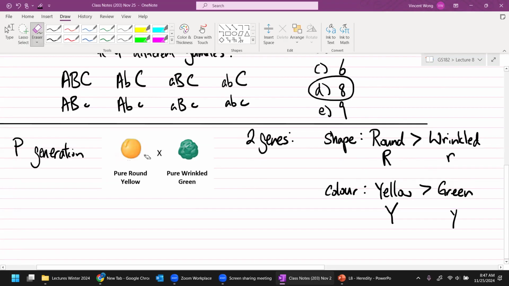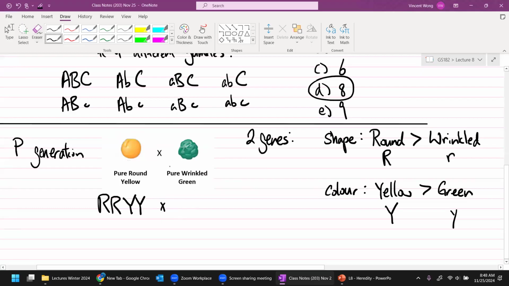Pure round yellow. What's the genotype for the plant that is pure round yellow? Go ahead, Josh. Louder. Double big R, yeah. And yellow. That's correct. Do you guys understand? Pure means it's the same, right? So in this case, round is big R, so it must be big R, big R, and big Y, big Y. Okay.